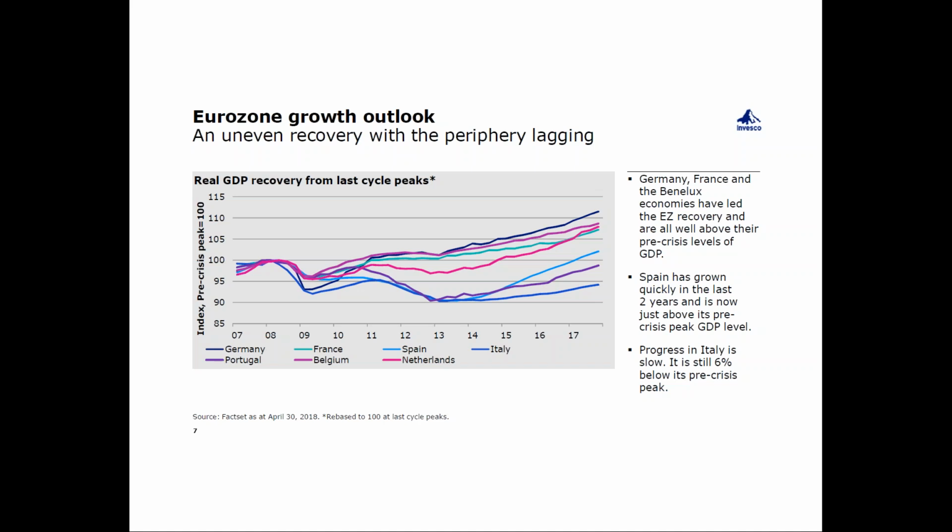And so as we can see, Germany, France, and the Benelux economies led the recovery. While Spain lagged for a good while, it has picked up quite significantly in the last 2 years. And of course, progress in Italy has been very disappointing and still below its pre-crisis peak, which I think helps explain why we're seeing so much in the way of geopolitical disruption within Italy, why there are still many question marks about whether or not there will be a quit Italy.